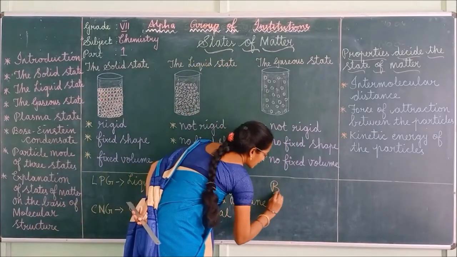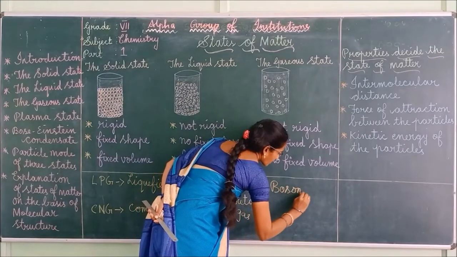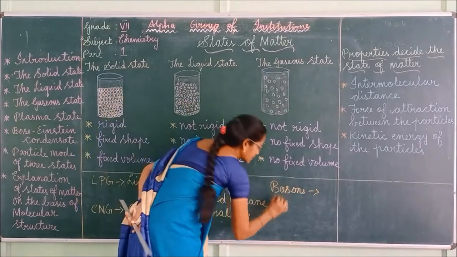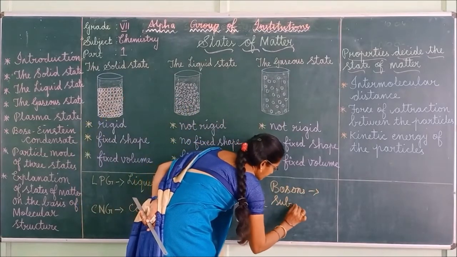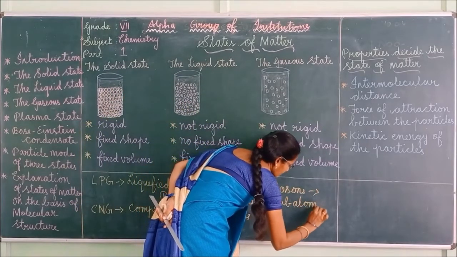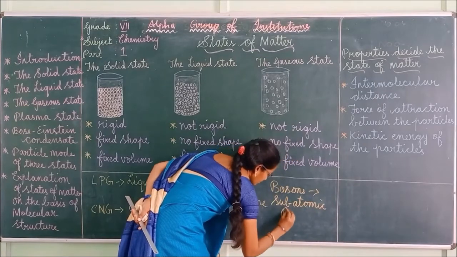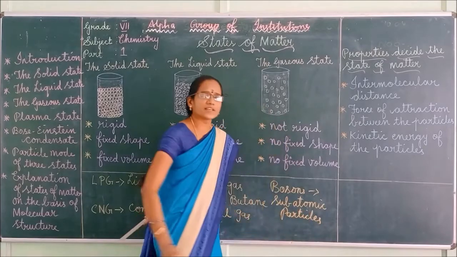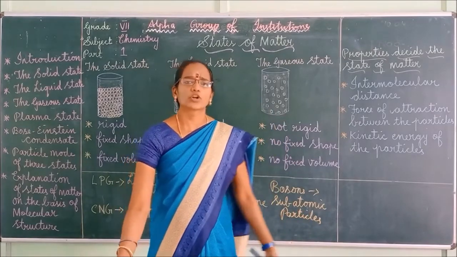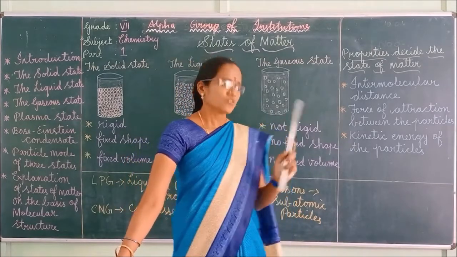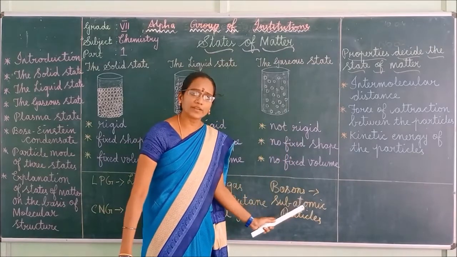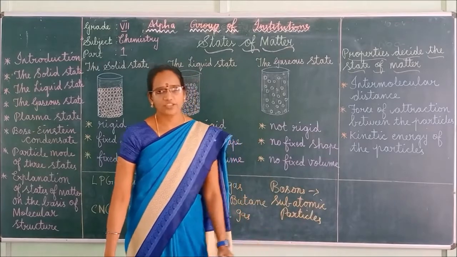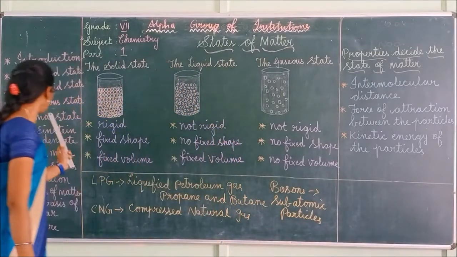Bosons are nothing but subatomic particles like photons. You know about the subatomic particles, isn't it? Protons, electrons, neutrons. So bosons are also subatomic particles, like photons. Got it children? Shall we move to the next one?